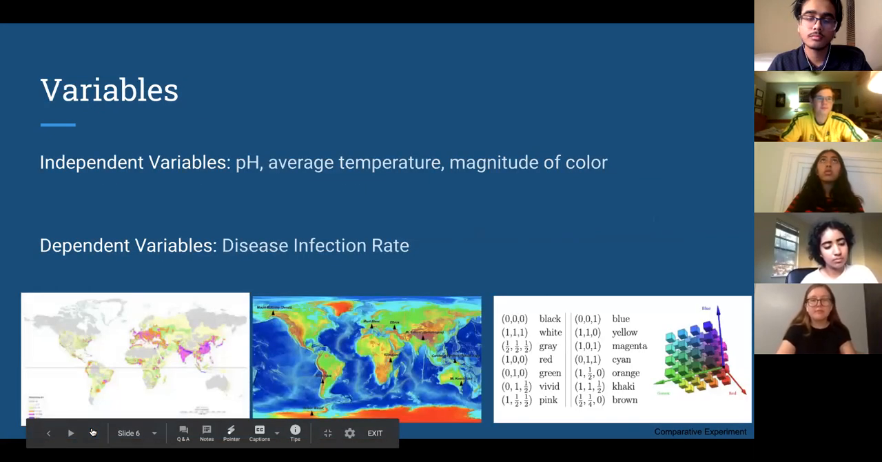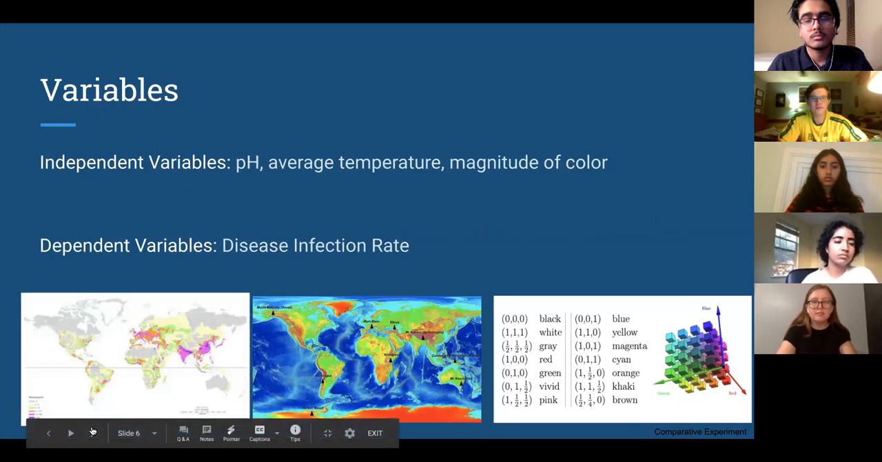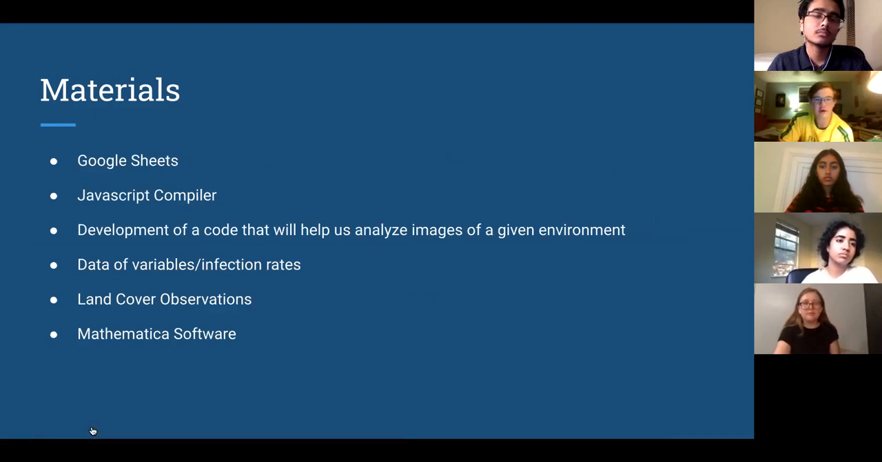The three images represent our vectors used in our code for our three independent variables, which we use to output our disease infection rate. As for the materials, we used Google Sheets, a JavaScript compiler, a code that helped us analyze images of a given environment, data of variables and infection rates, land cover observations, and mathematical software.